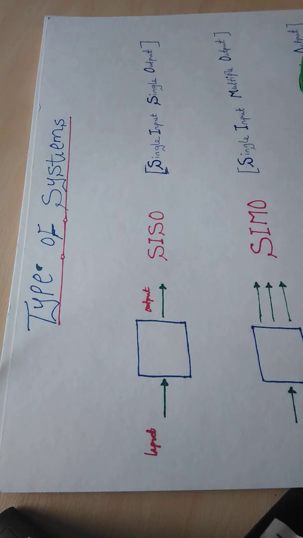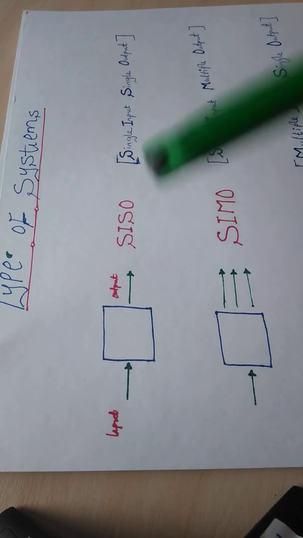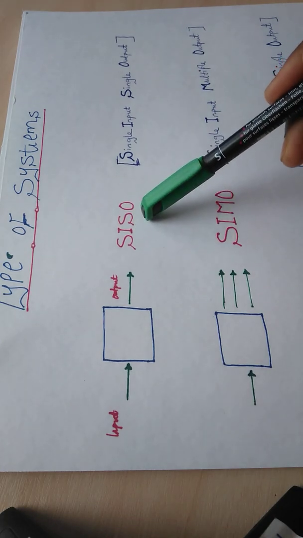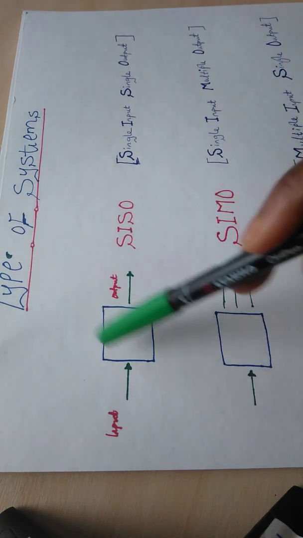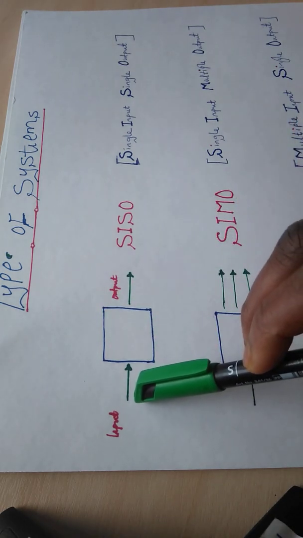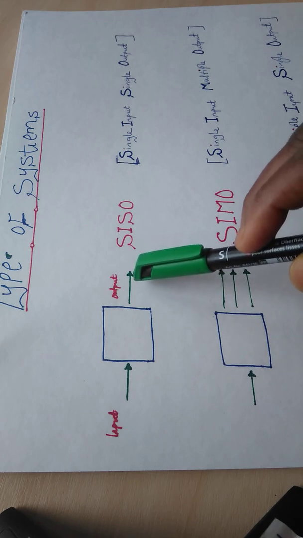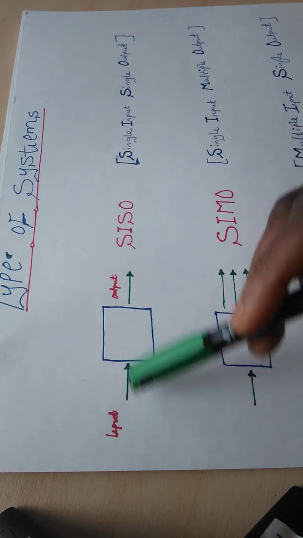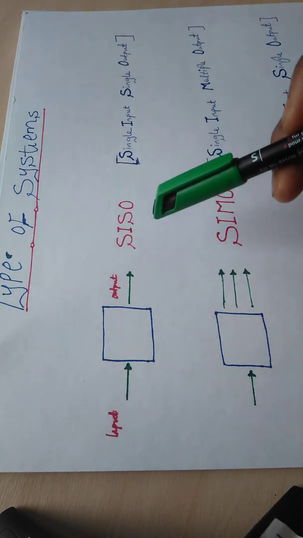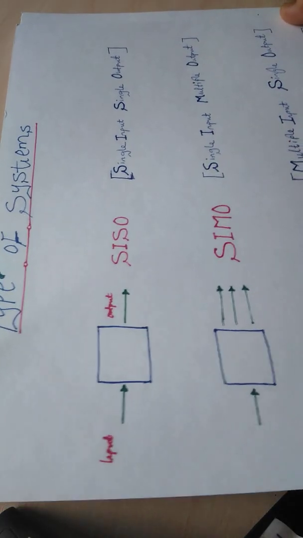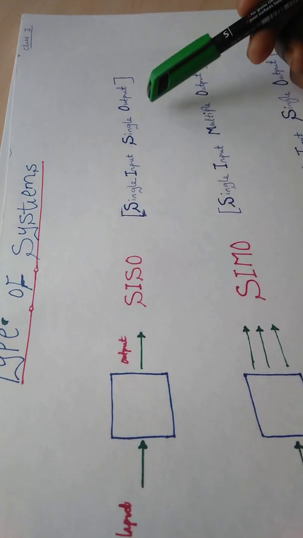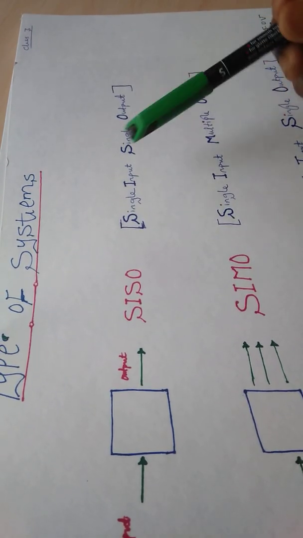And systems could either be a SISO system. When we say SISO systems, it means a system in which we have a single input and our output is just a single one. So you are just inserting a particular input and you are expecting just one output. So in this case, we are saying it's a SISO system, meaning single input and single output.